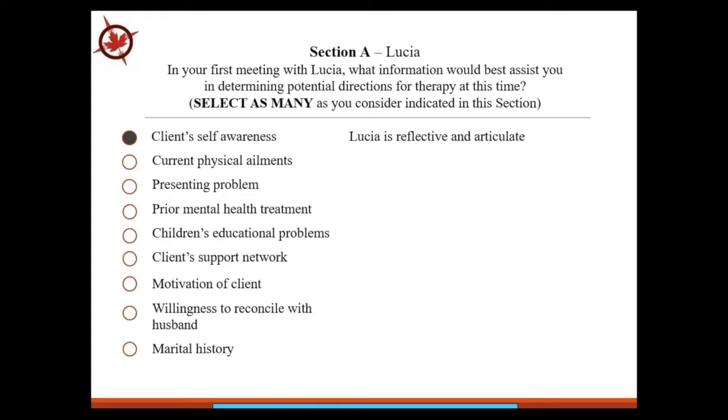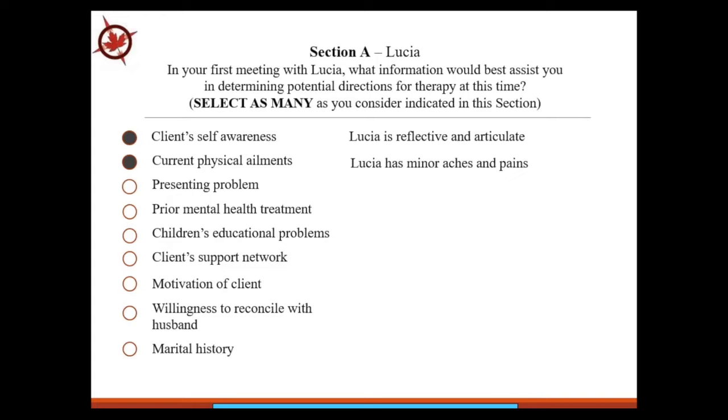And up pops how the client responds. Lucia is reflective and articulate. Well, that's important to know, right? Because now you're going to be able to determine, well, I could do a psychodynamic type of approach with this person. They're reflective, they're articulate, they might be self-aware in terms of insight, and this might be a good option, right? What else might be important? Well, you might say, how about her physical ailments? Well, she's got minor aches and pains.